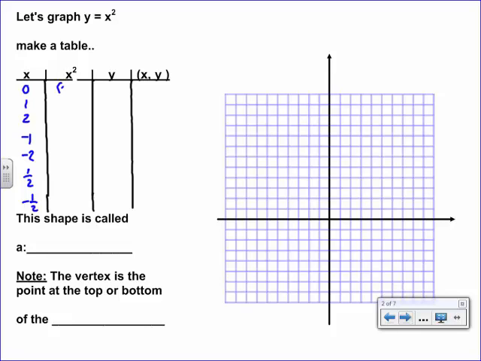Okay, plugging these in, 0 squared is just 0. So when x is 0, y is 0. We put in 1, 1 squared is 1. So when x is 1, y is 1. If we put in 2, well, 2 squared is 4. So 2, 4 is another point. If we put in -1, -1 squared is +1. Negative times negative is positive. So when x is -1, y is +1. If we put in -2, -2 squared is +4.